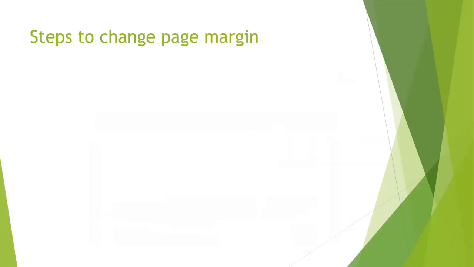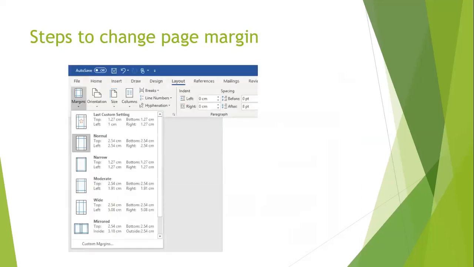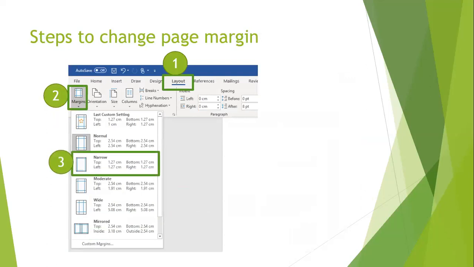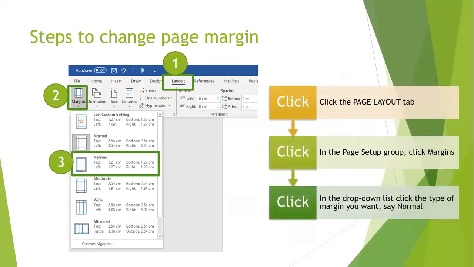And what are the steps to change page margin? Steps to change page margins are: click the page layout tab. In the page setup group, click margin. In the drop down list, click the type of margin you want to apply. These are the steps.